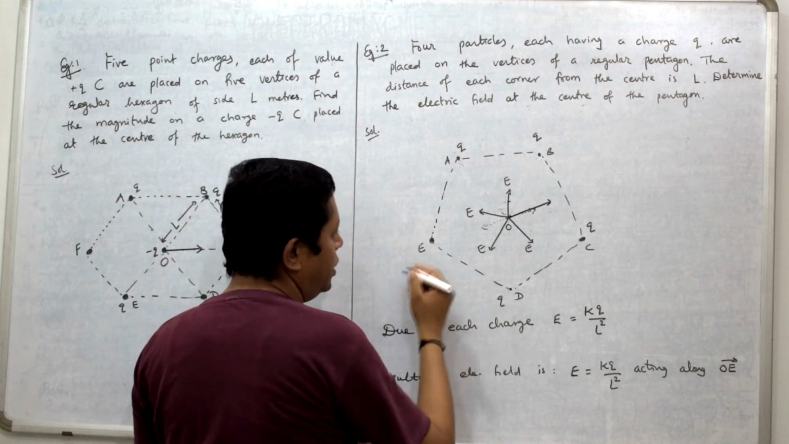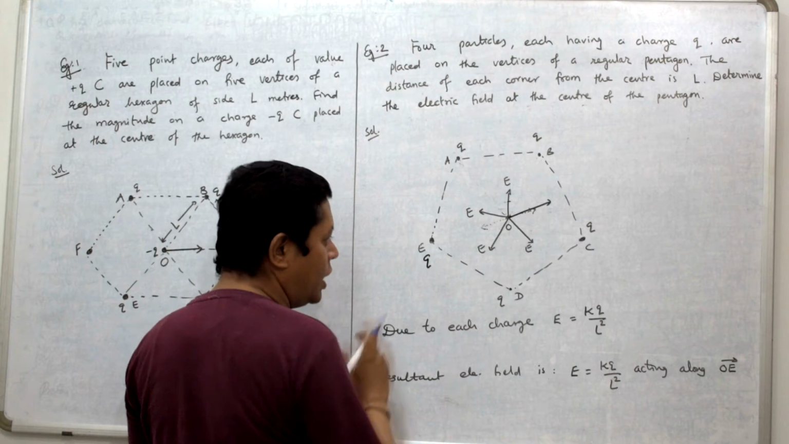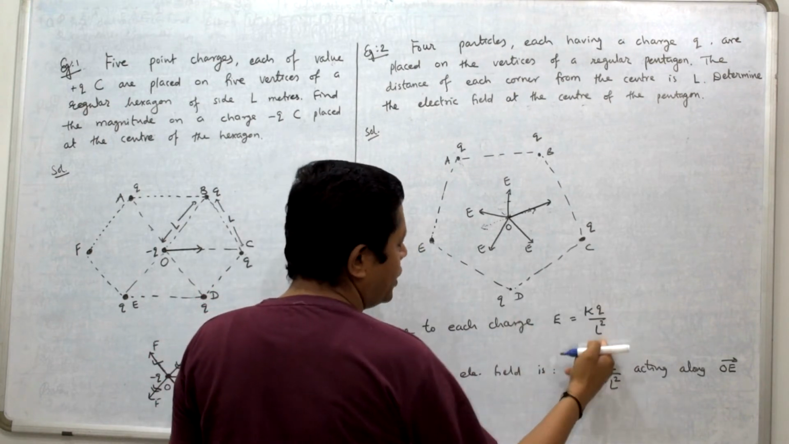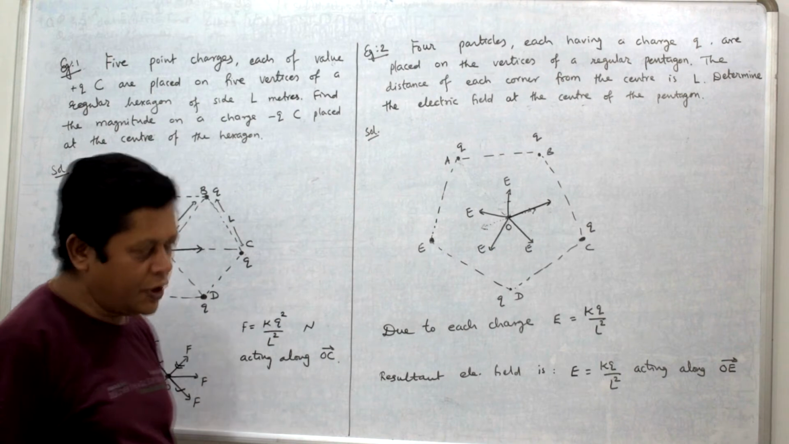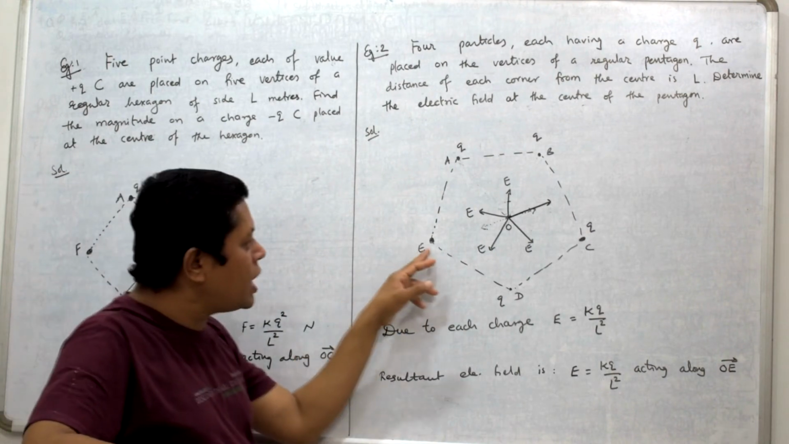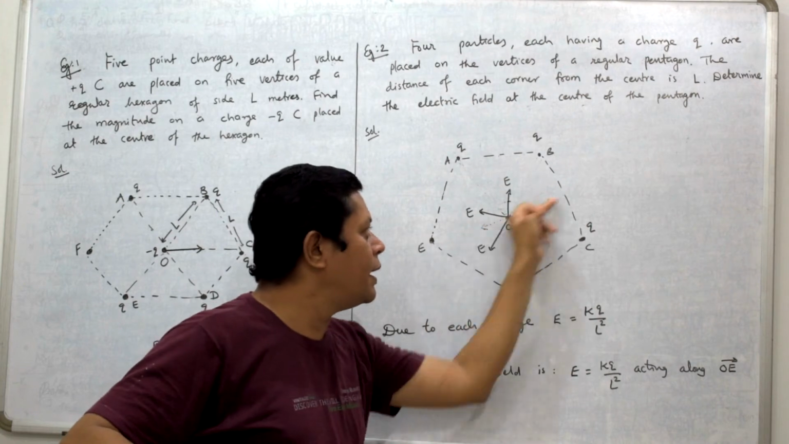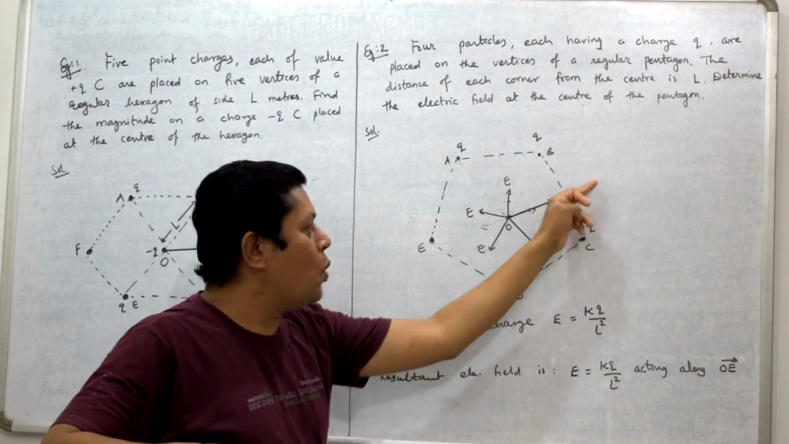Due to charge Q, if it is here, what is the value of electric field? It is kq by L square. If charge Q is here on this point E, then the electric field due to that is in the direction from E to O.